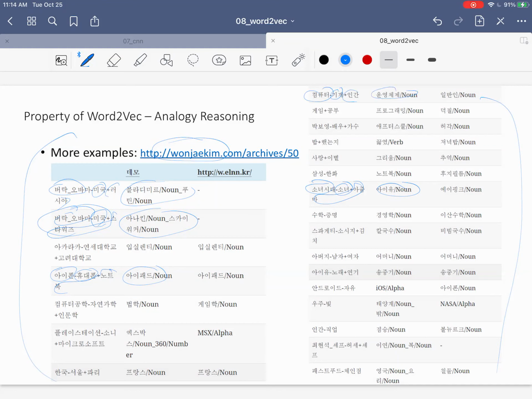So you can see what kind of things are embedded in this. Note that this whole thing was learned from, I'm not sure where Mr. Wonjae Kim actually trained this Word2Vec from, probably Korean Wikipedia or something. So you can see what kind of knowledge is embedded in the Korean Wikipedia when you look at this. It's a reflection of Korean people's knowledge or Korean people's beliefs, actually.